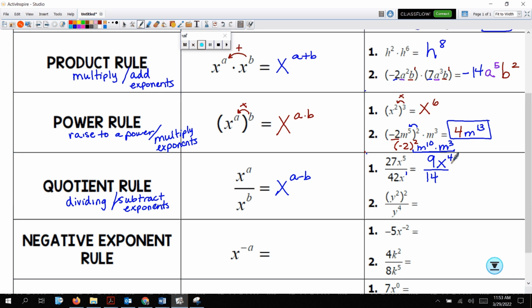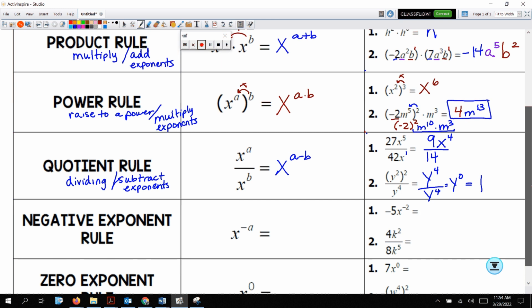All right, let's look at the second example. Here I'm combining a little bit. We're raising a power to a power. So 2 times 2 is 4. Y to the fourth over y to the fourth. Well, 4 minus 4 is 0. Y to the 0 power is 1. Anything to the 0 power is 1. Don't forget that.